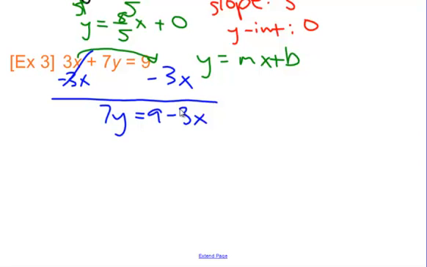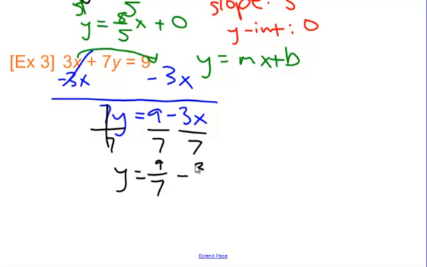But wait, we need this y to be alone, right? So we're not done yet. Let's get this y alone. And we do that by dividing by 7. And when you divide by 7 on this, you need to divide everything by 7. Everything. Not just the 9, not just 3, everything. So it's going to be y equals 9/7 minus 3/7 x.